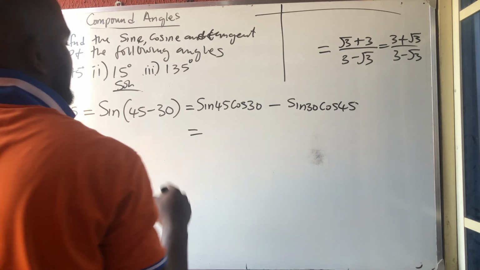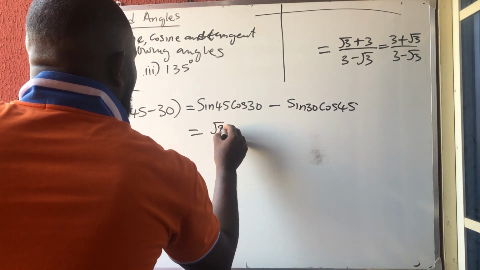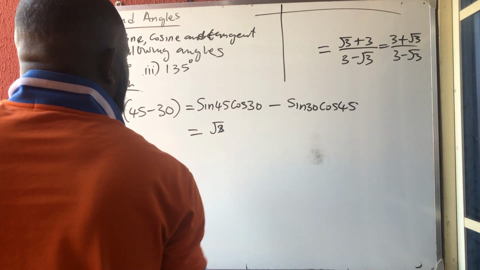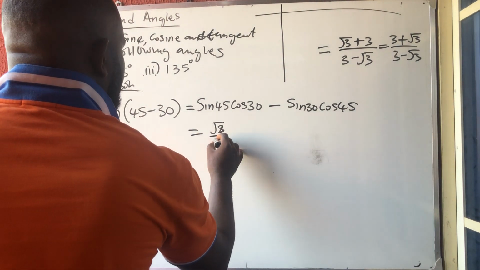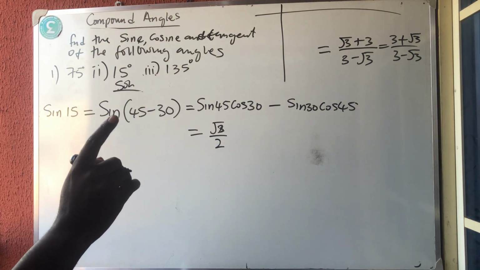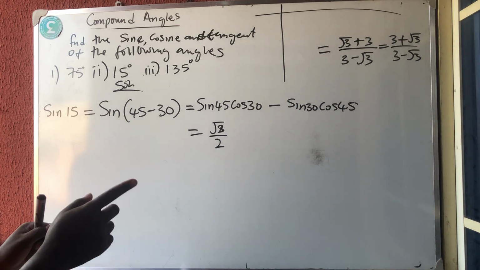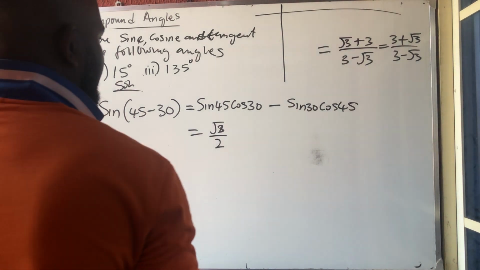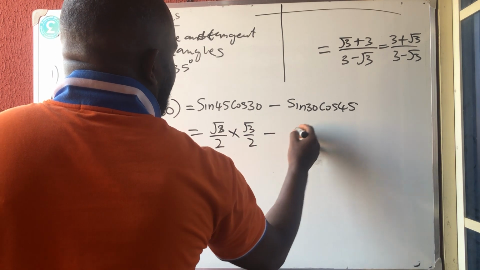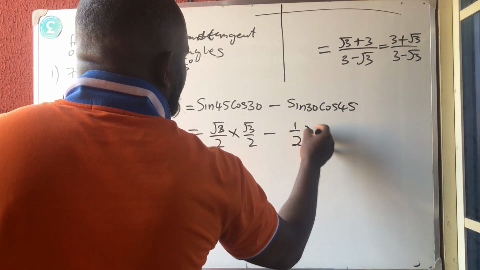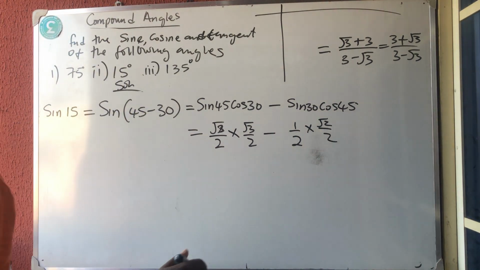Okay, so which is what? Sine 45 is root 2 over 2. I think I made a mistake in the other one. Sorry. Sine 45 is same thing as cos 45, which is root 2 over 2. So if I made a mistake, please correct me there. Times, this one is root 3 over 2. Minus, sine 30 is 1 over 2 times root 2 over 2. Okay? So the special angles will help you.